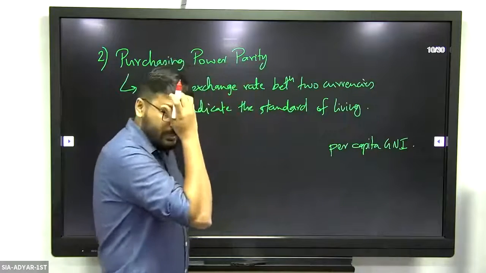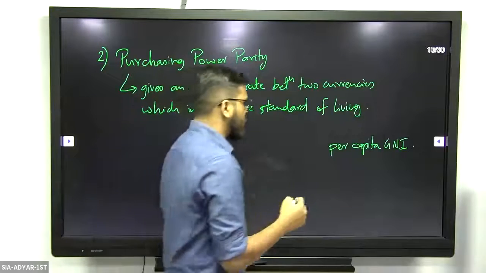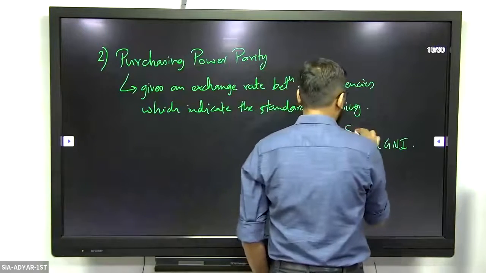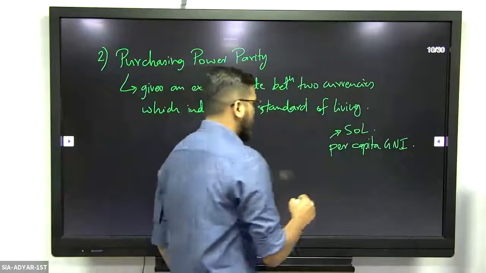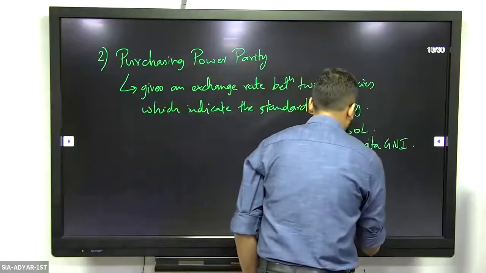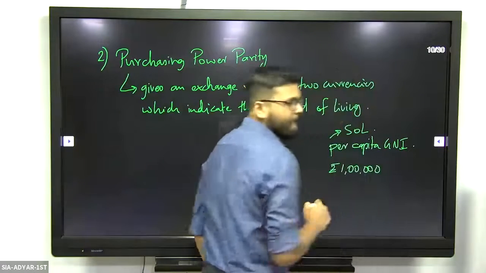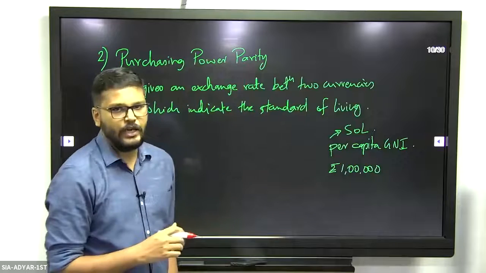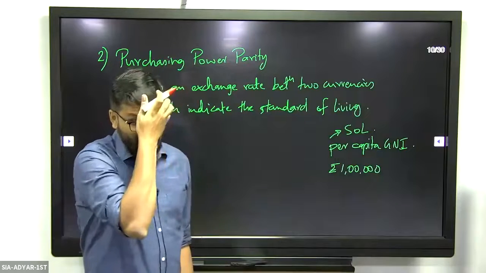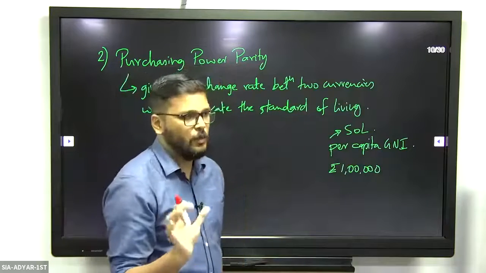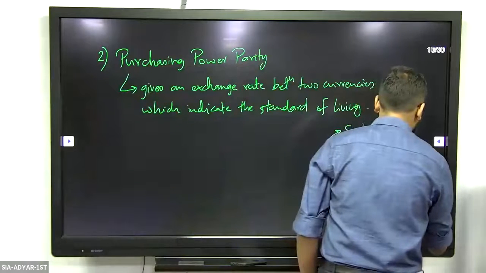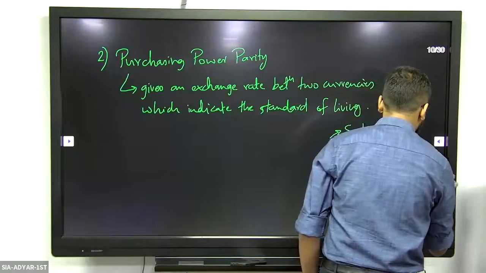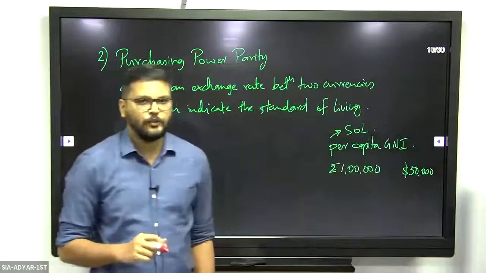So per capita GNI, why are we measuring per capita GNI? Because it is indicative of the standard of living of the people. Okay, let's say the per capita GNI of India, gross national income of India, is 1 lakh rupees, which means on an average an Indian earns 1 lakh rupees in a year. Let us say for USA it is $50,000.